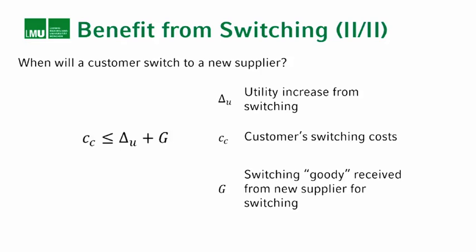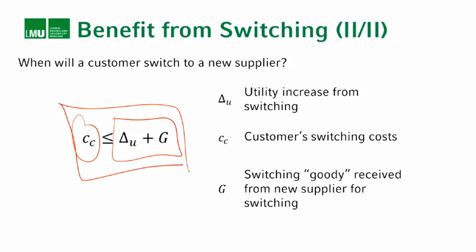So taking this equality, under which circumstances will a consumer actually switch? Well, he's going to switch if the switching cost, C, is lower than the sum of the utility increase from switching plus the goodie that you receive from the new supplier. So this is basically the inequality that says if the switching costs are lower than this sum, people are going to switch.